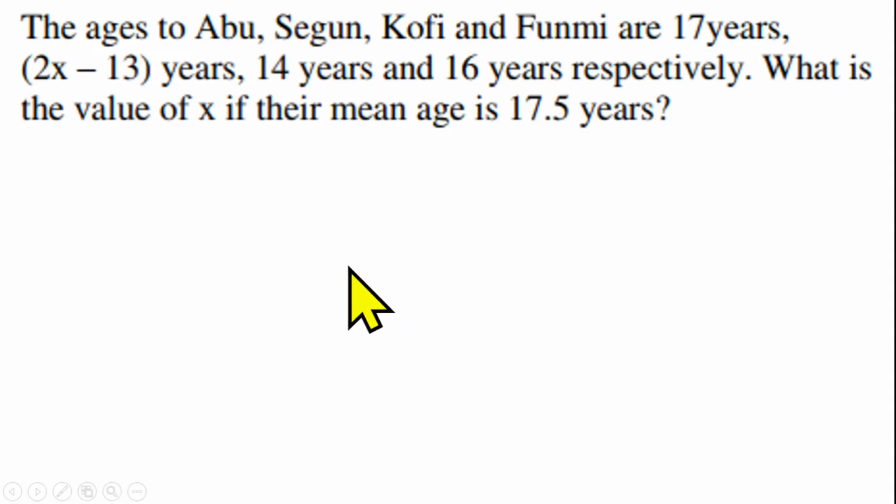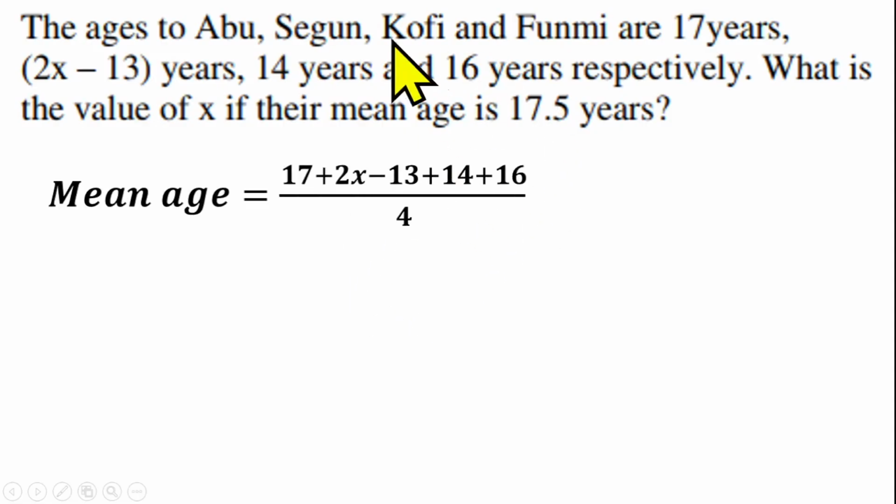So what do you do? You add their ages together. So mean age will be 17 plus 2x minus 13 plus 14 plus 16, divided by the number of data we have. We have 4 data there, which is representing the ages of 4 persons. So from there we have been given the value of the mean age, so that the mean of their ages is 17.5. So that will replace this mean age here.